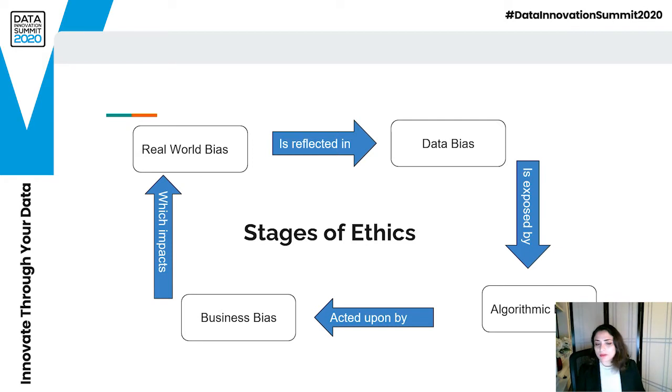I want to bring to the point that there are many stages to ethics. Yes, definitely, real world bias is always reflected in the data and the data bias that comes along with it. And it is also exposed to the algorithmic bias, and that gets acted upon by the business bias, which impacts the real world bias. So it is a never ending loop of different stages in ethics.